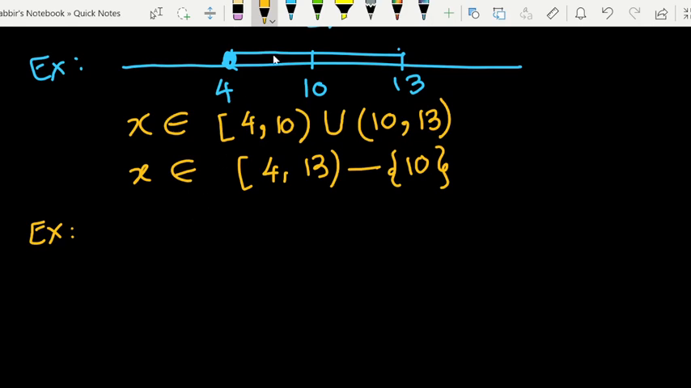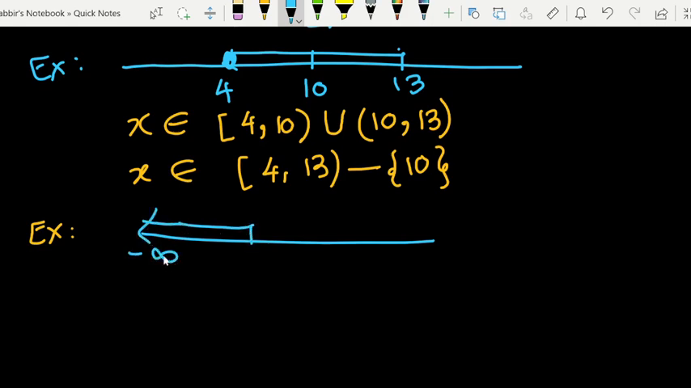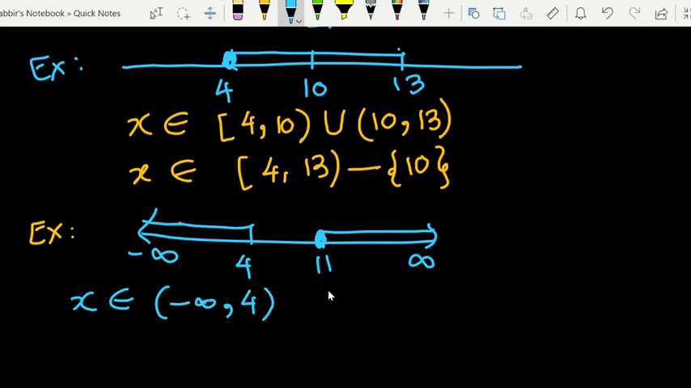Let's take another example illustrating the same. Like we did in the previous example, I will write minus infinity to 4, and let's say 11 to infinity. Write the solution. So what we did in the previous examples, you will write it like this, minus infinity to 4, and then 11 to infinity, and connect them with the connector union. This is what we did in the previous example.